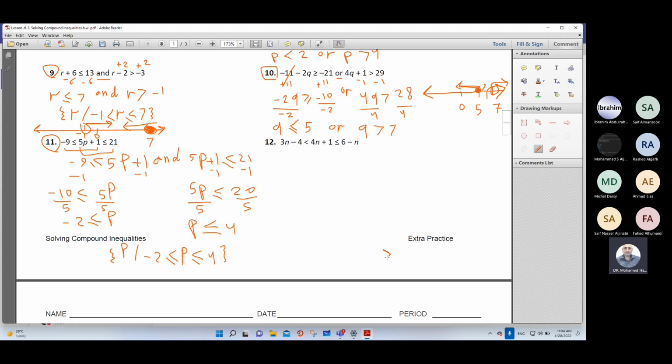Then the graph. We have here negative 2 and we have here 4. We have equal in the two signs, so we can use a shaded circle here. And here B greater than, to the positive side, also a shaded circle, and B less than, to the negative side.